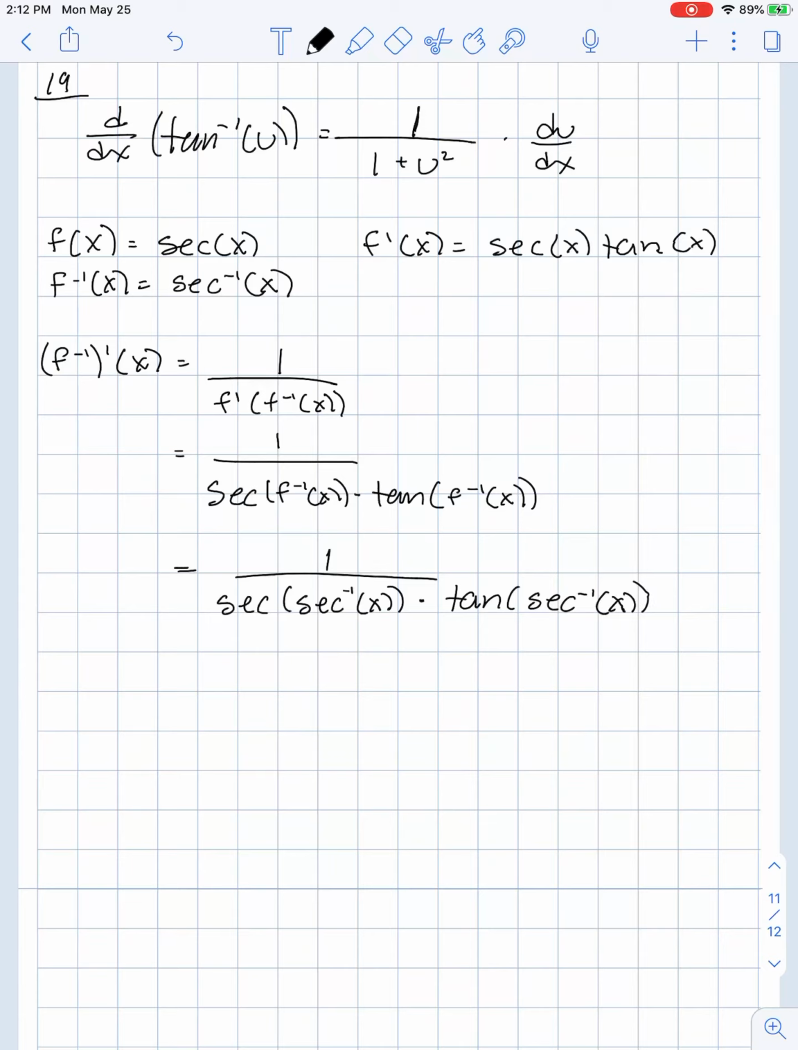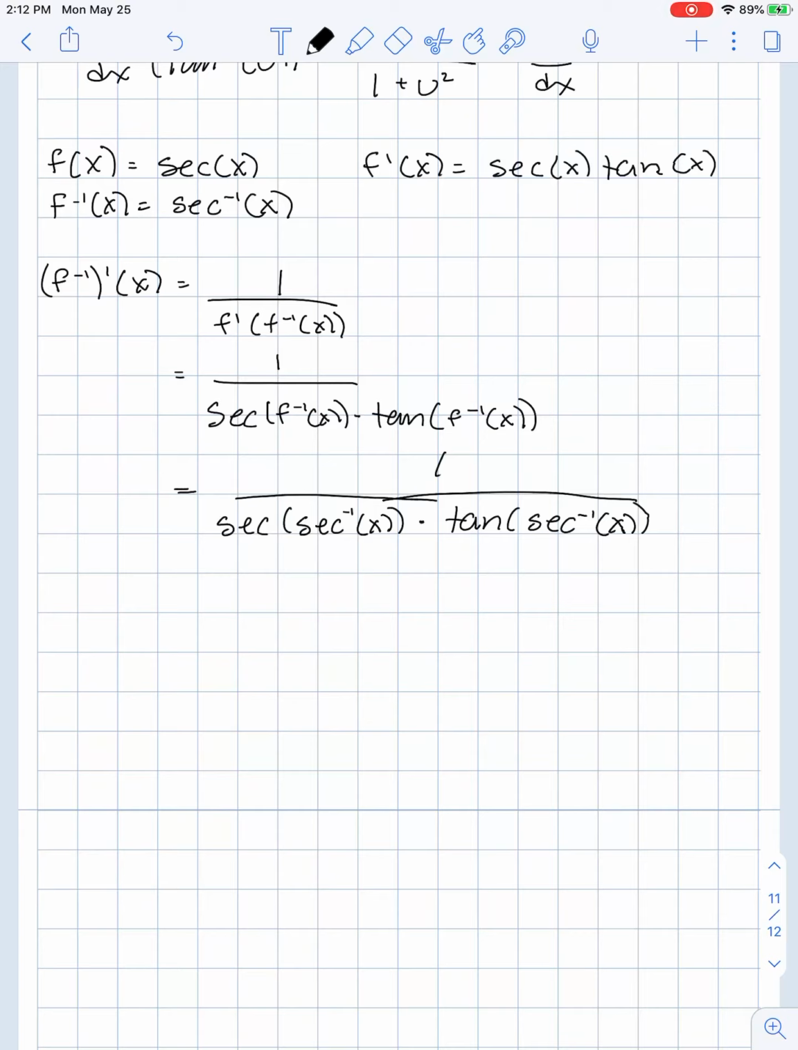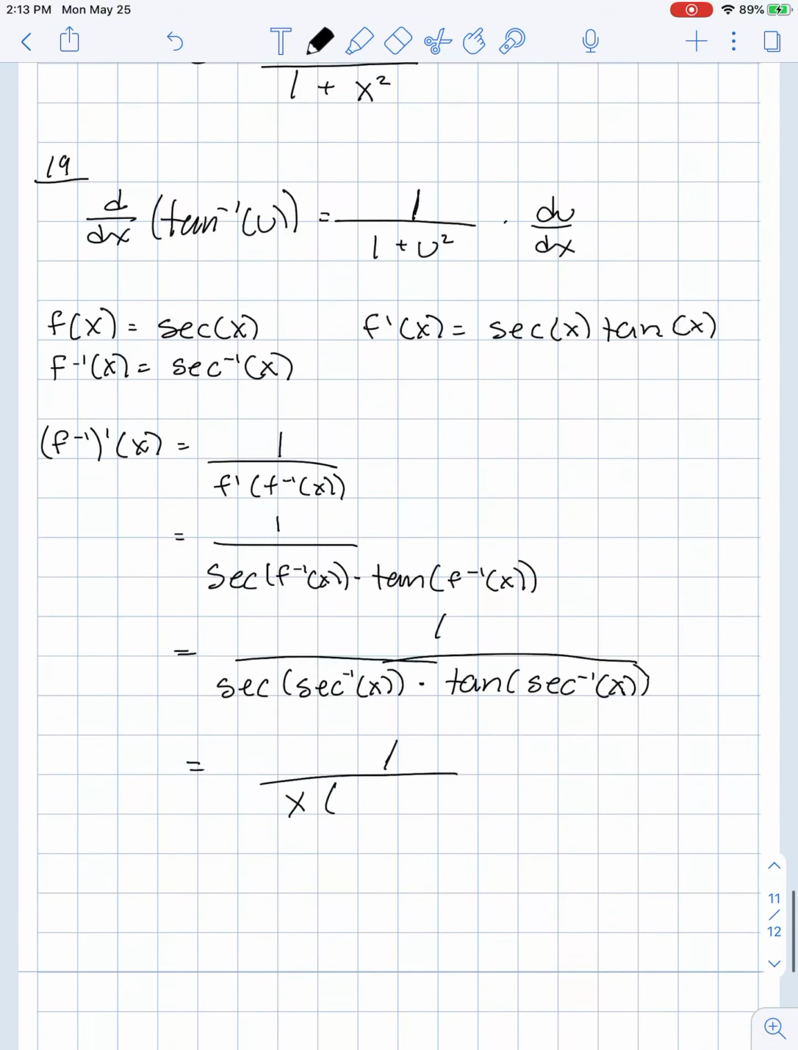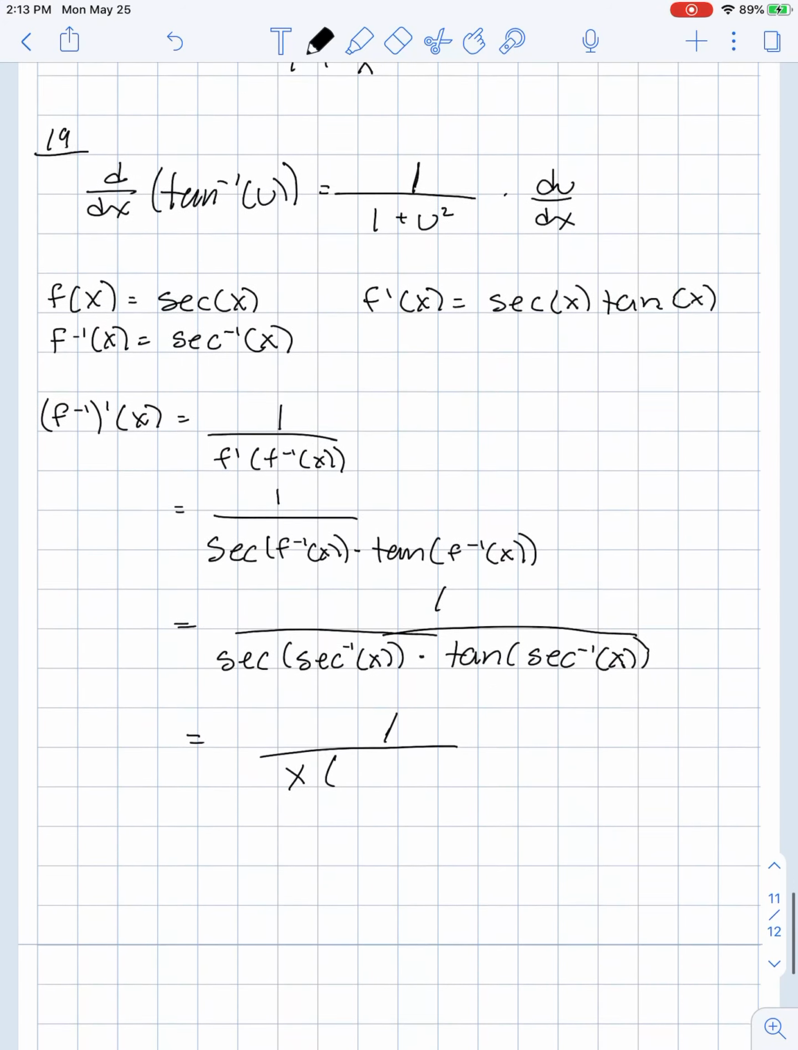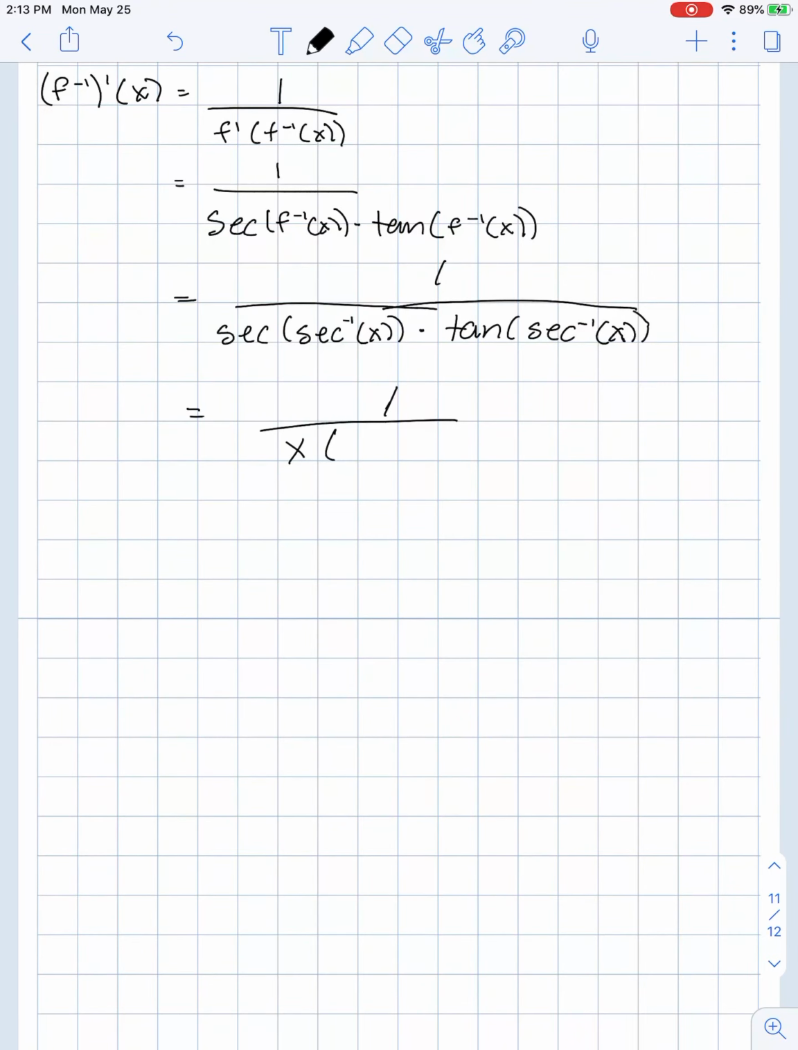So secant of secant inverse of x, well, that's just going to be x. This tangent is going to cause me a little bit more trouble. So I know I have an x here, and I also know that 1 plus tangent squared of u equals secant squared of u. So let's do some maneuvering.